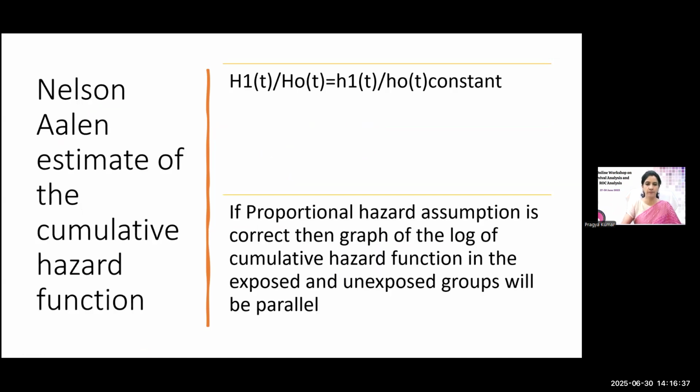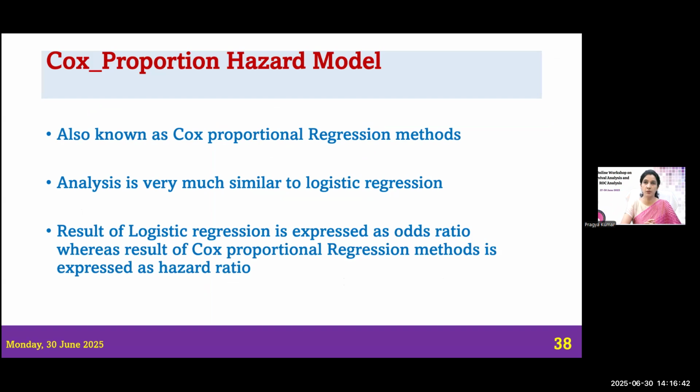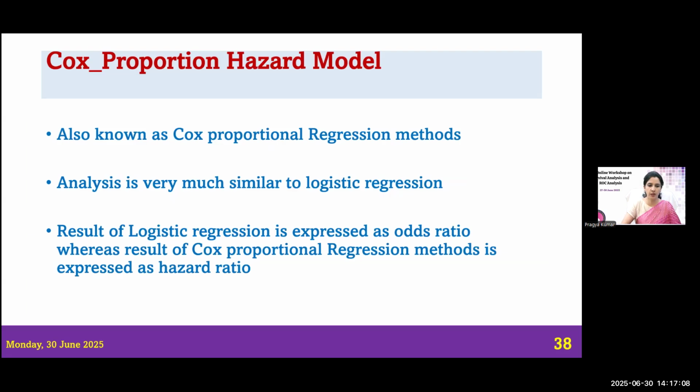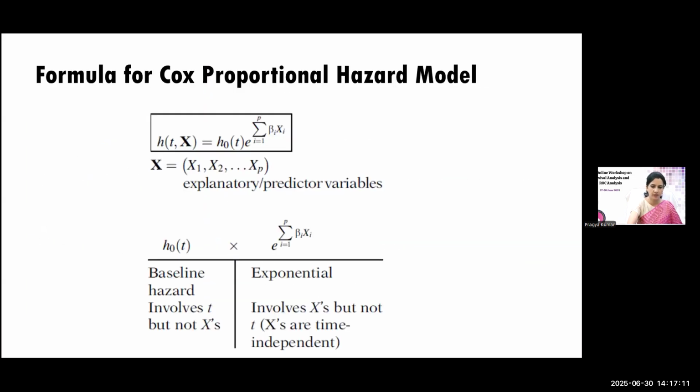Okay, thank you. And this is the Nelson-Aalen estimate. So this Cox proportional hazard model is also known as the Cox proportional regression model or regression method. And again, initially we have discussed that the result is expressed as Ht by H0, which is your hazard ratio, and this hazard ratio is interpreted in the same way as the odds ratio, the way we interpret the odds ratio.